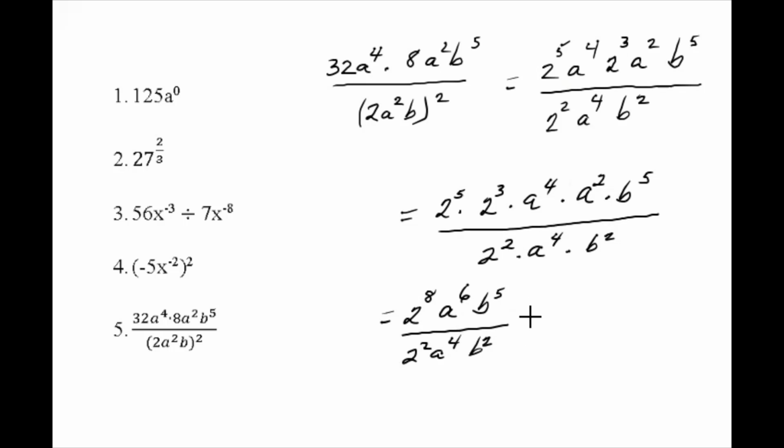Okay. Now, we're doing division. So if it's the same base, you're just subtracting the powers, right? So I have 2 to the 8 minus 2, because in the denominator, I have 2 squared. And this is multiplied by a to the 6 minus 4. And this is b to the 5th minus 2. So what I'm left with is 2 to the 6th power multiplied by a squared multiplied by b to the 3rd power.